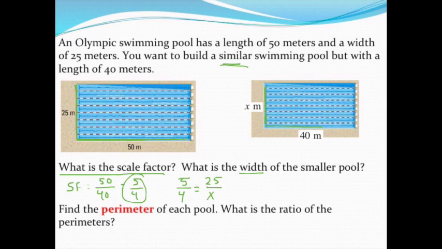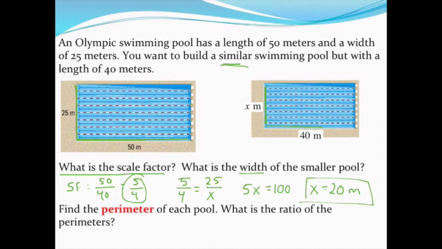So cross multiplying to solve this would get me 5x equal to 100, and then dividing both sides by 5 gets me a width of 20 meters. So I can figure out the smaller swimming pool is 20 meters high. Well, let's go ahead now and take a look at what this has to do with perimeter.